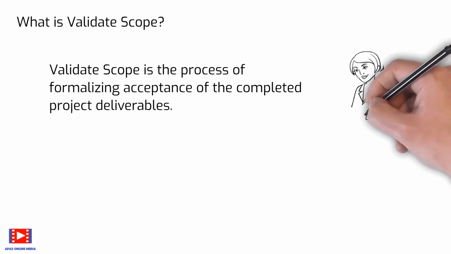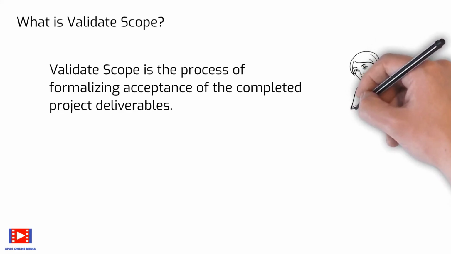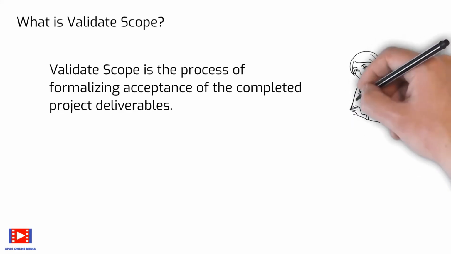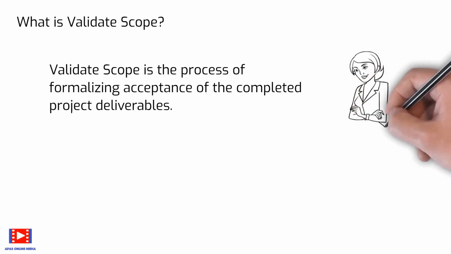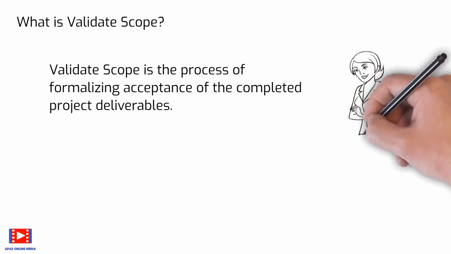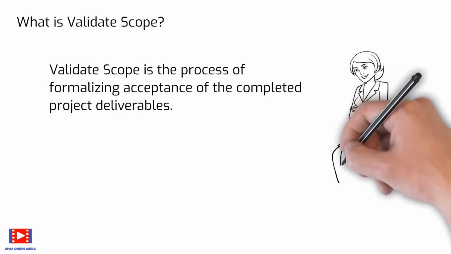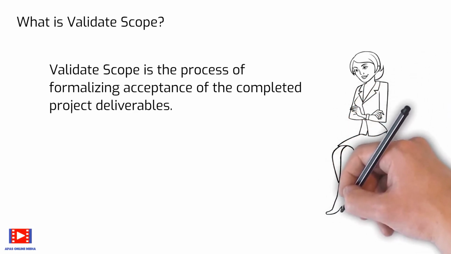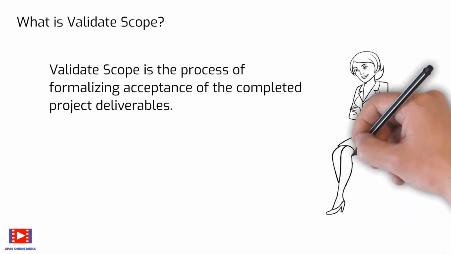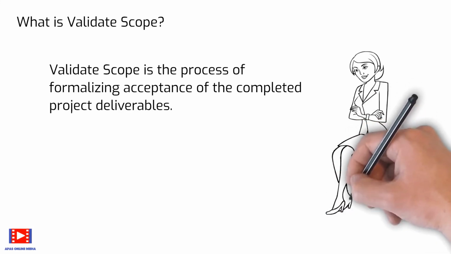The verified deliverables obtained from the control quality process are reviewed with the customer or sponsor to ensure that they are completed satisfactorily and have received formal acceptance of the deliverables by the customer or sponsor.